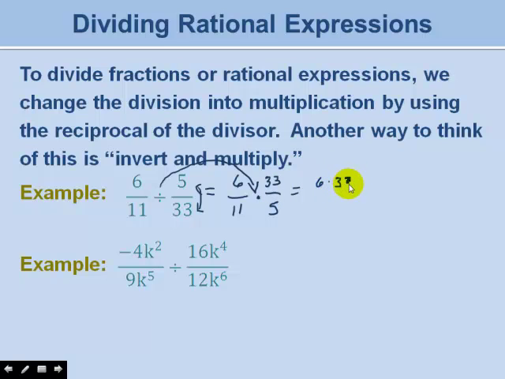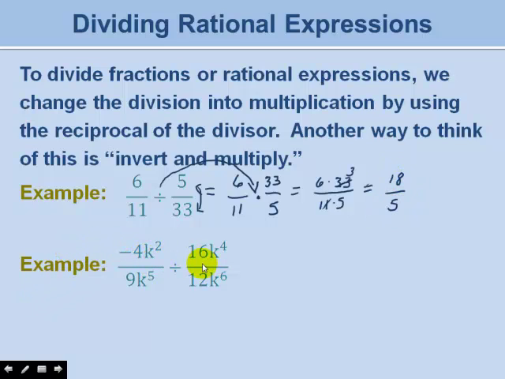So we can multiply our numerators and multiply our denominators. Since here we're just dealing with numbers, we can look for any factors that are in common. For example, 33 and 11 both have a factor of 11, so we can cancel out the 11. That leaves us with a 3 here and cancels out all of the 11 there. And then we have 6 times 3 on the top and 5 on the bottom, so there are no other factors in common. So we would multiply the 6 and the 3 and get 18, and in the denominator we would have 5.